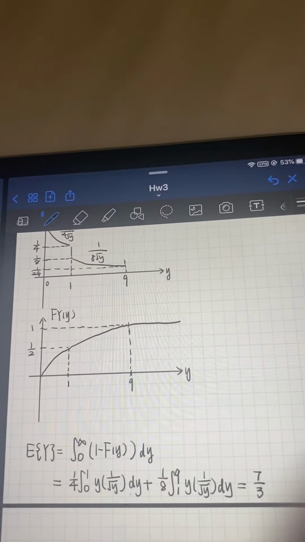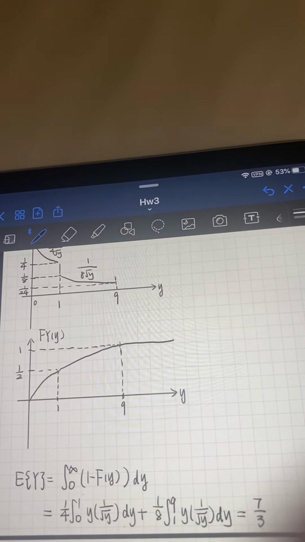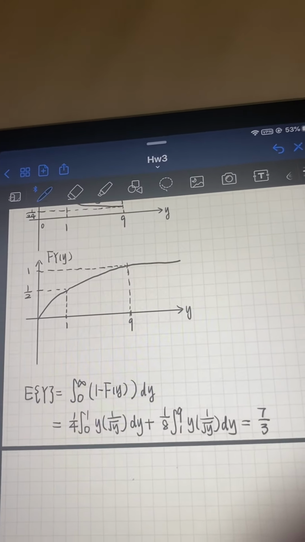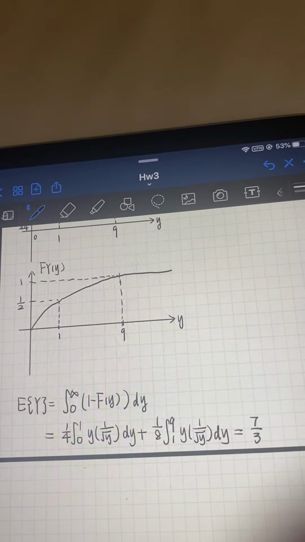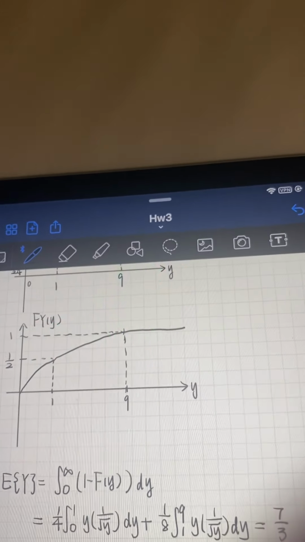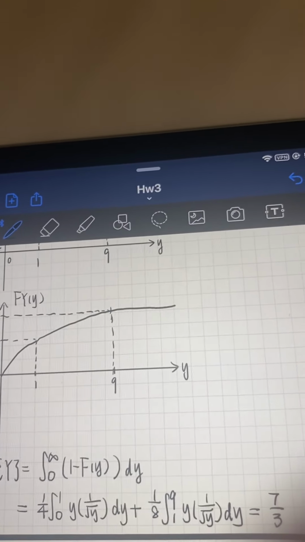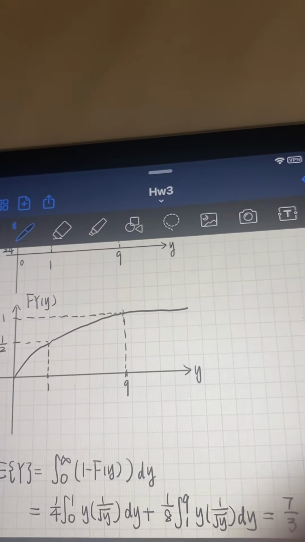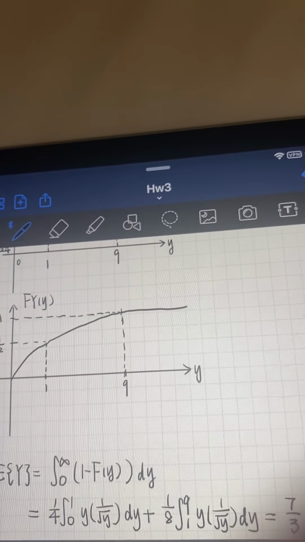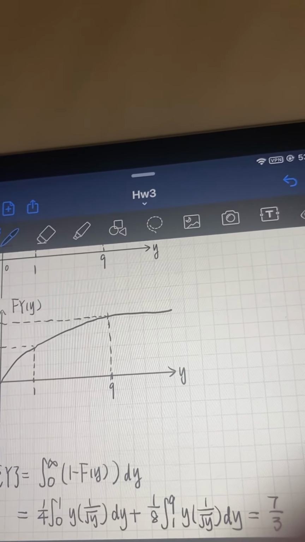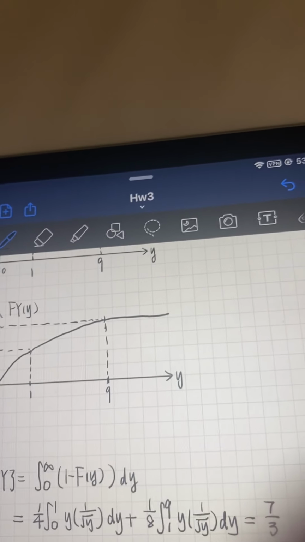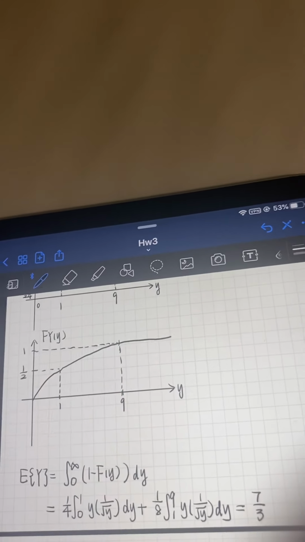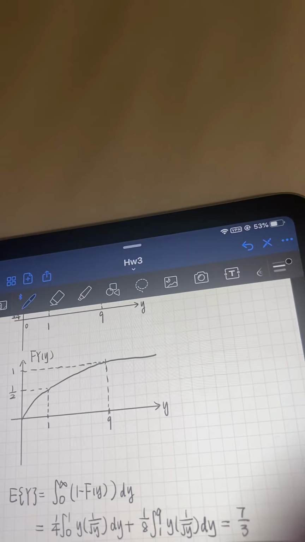And as for E[Y], it is the integral of 1 minus F_Y from 0 to infinity. We already know that there are only two parts of y, one from 0 to 1, one from 1 to 9. So summing these two up, we get the final result. That is 7 divided by 3.